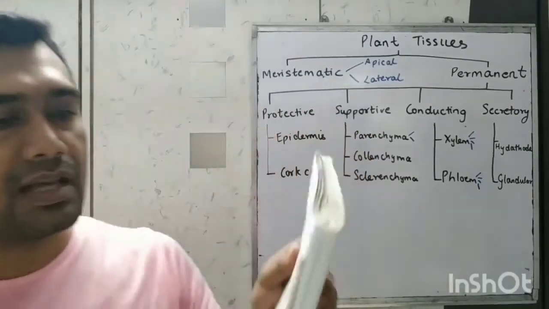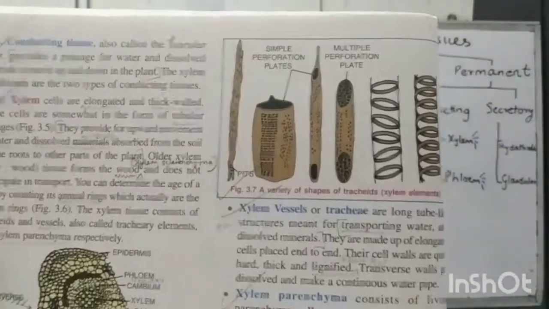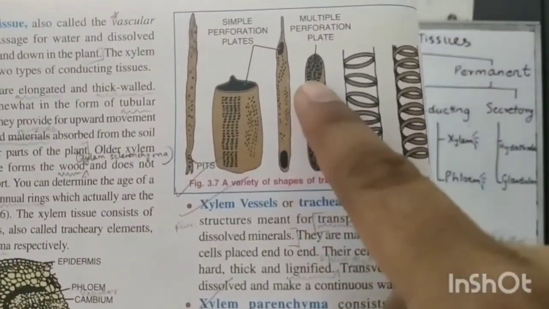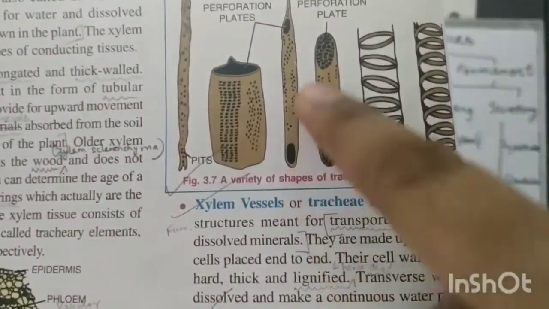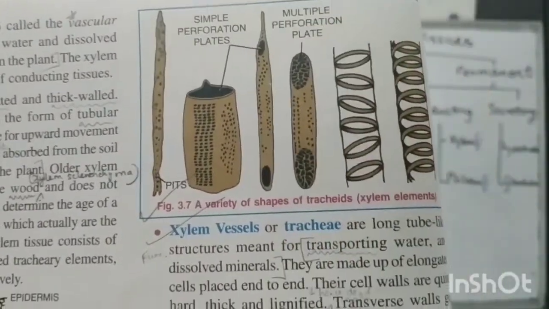Also, we can see that in tracheids, there are perforations. These perforations or holes allow the water and the minerals to pass from cell to cell without any hindrance.